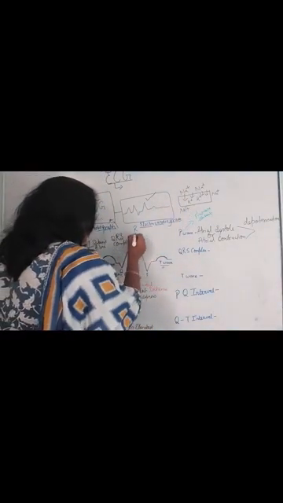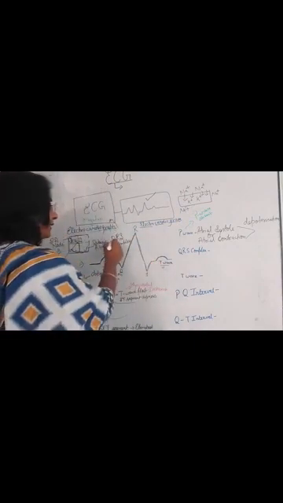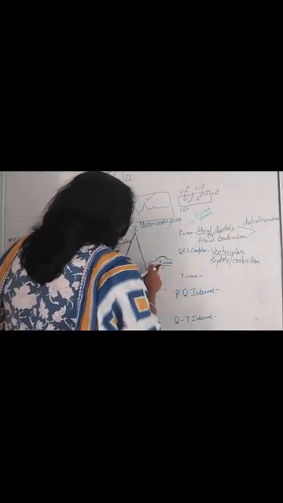Now we can see this long wave or complex, the QRS complex. What is this? This is ventricular systole, or ventricular contraction. So atrial systole, then ventricular contraction, and after that at last we see the T wave. What is the T wave? The T wave is nothing but ventricular diastole.